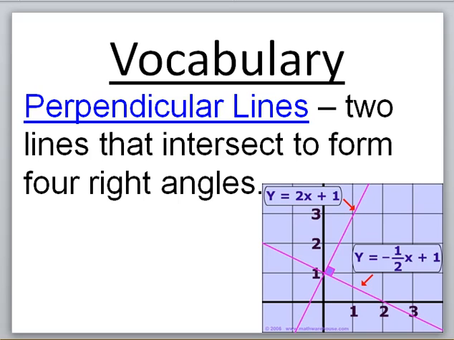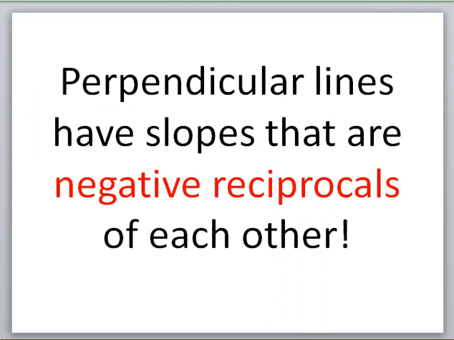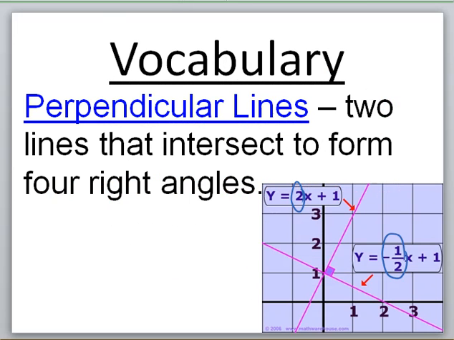Perpendicular lines are lines that make right angles. And what we're going to look at a little bit more in depth with this is what are their slopes. So if I pull out the slopes of the two lines that I have drawn here, you'll notice that we're going to denote those as negative reciprocals. So the two slopes that were there were 2 and negative 1/2.